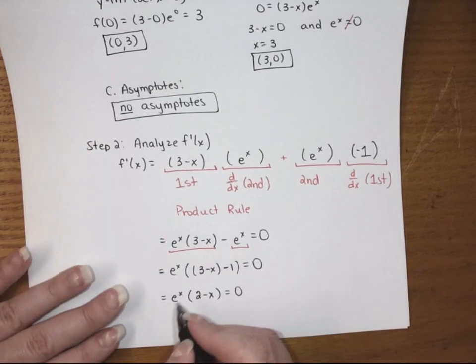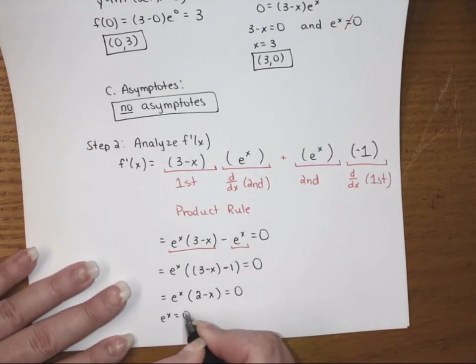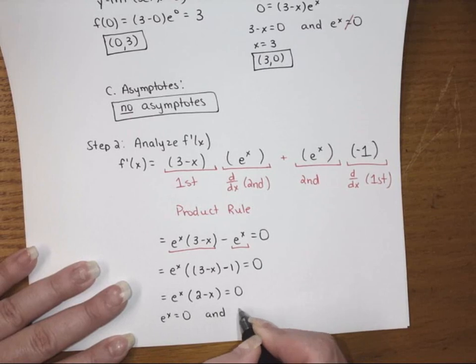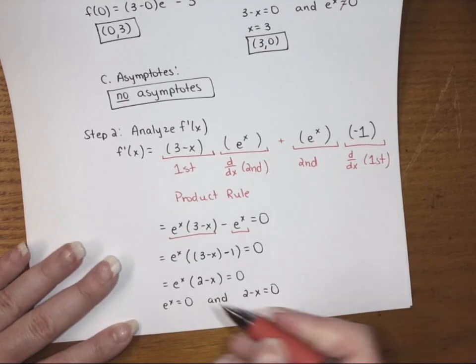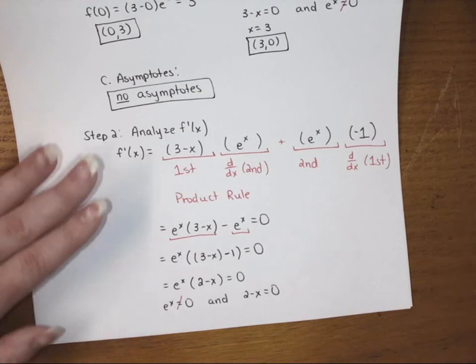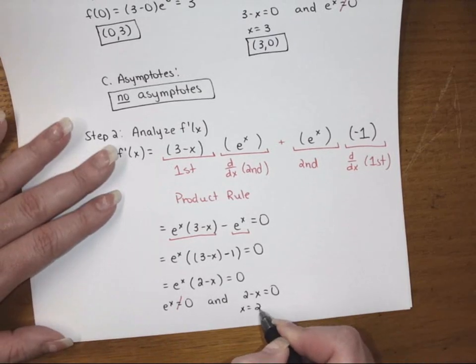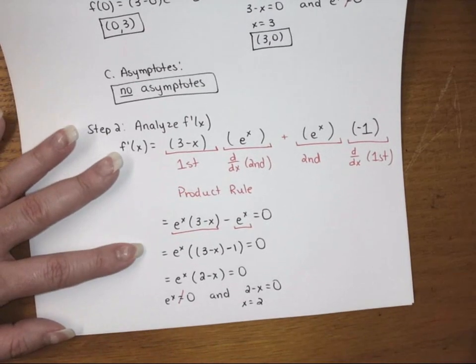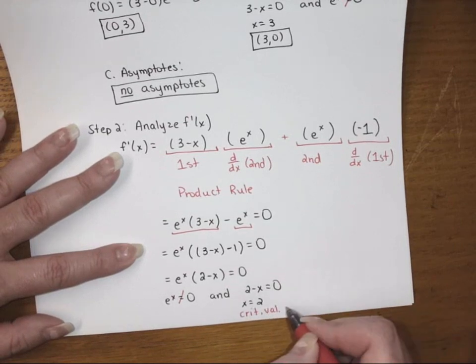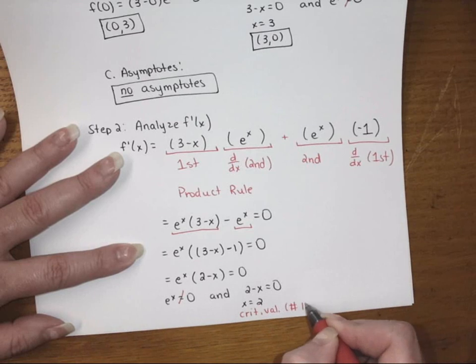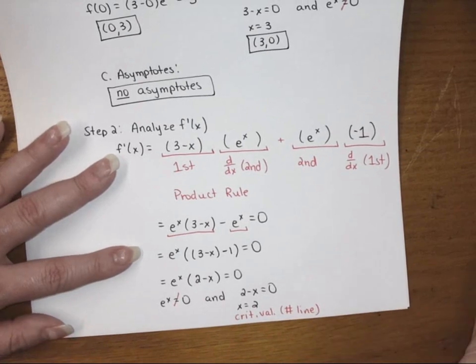Okay, so now we're ready to set each part equal to 0. But just like we had a minute ago, remember e to the x can never be 0. But we do get an answer here of 2. Remember what the meaning of this 2 is. This is what we call a critical value. It's what makes the first derivative 0. You're going to put this on your number line, if you remember what the sign chart looks like.